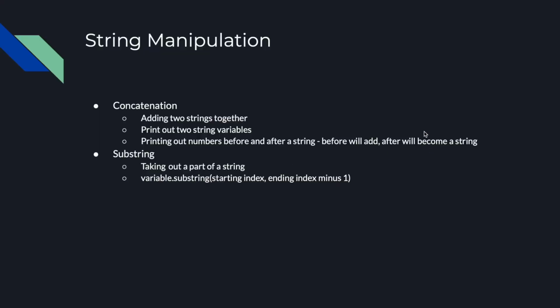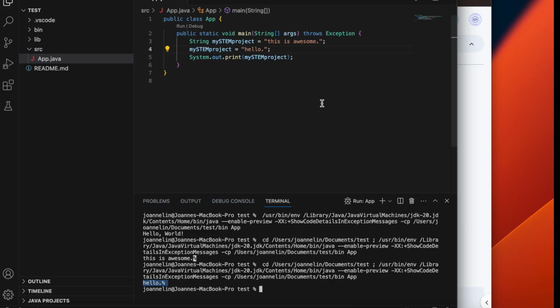Alright, so the next topic is string manipulation. And this is where you can add two strings together, or you can also take out a part of a string. So we'll get into this right now. So what you want to do is open up Visual Studio Code. And since we already have a string variable here, we can just use that for our example right now.